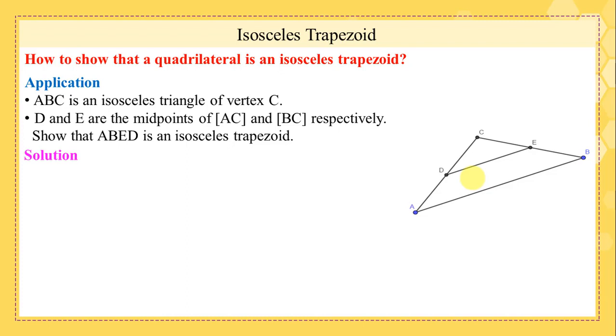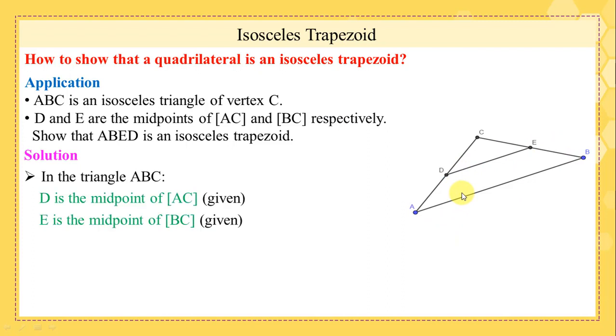To show that a quadrilateral is a trapezoid, we have to show one pair of opposite sides parallel. Here it is clear that DE is parallel to AB. How? By converse of midline theorem in a triangle, since D is the midpoint of AC and E is the midpoint of CB by given, we get that DE is parallel to AB. So DEBA is a trapezoid.